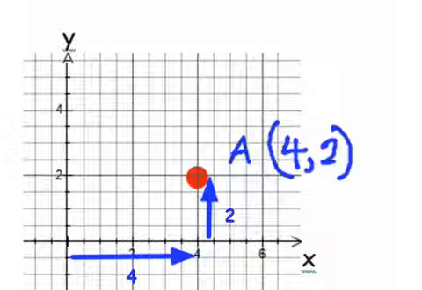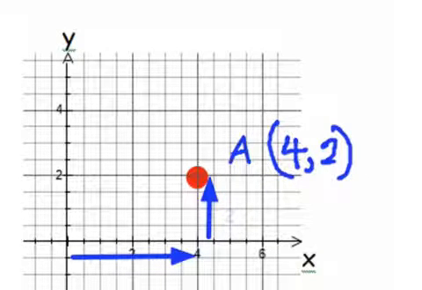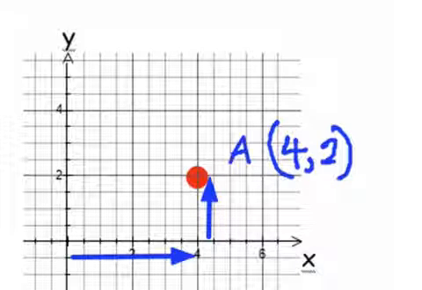Note that the order of the numbers is very important. For instance, (4, 2) is a very different point on a graph to the ordered pair (2, 4).